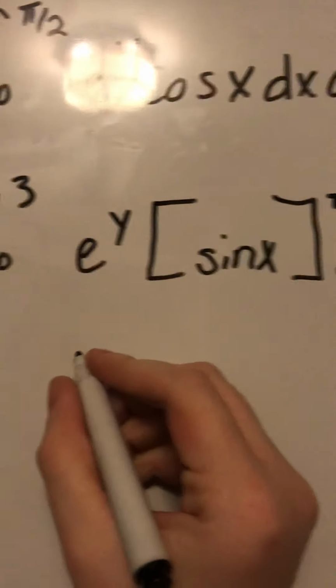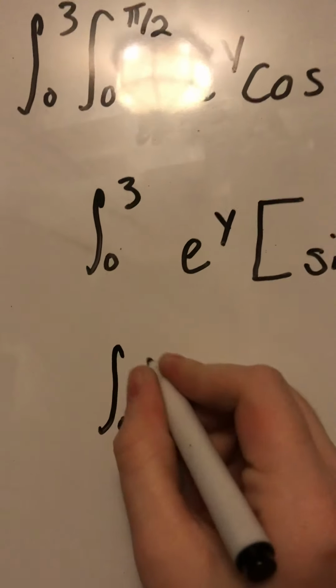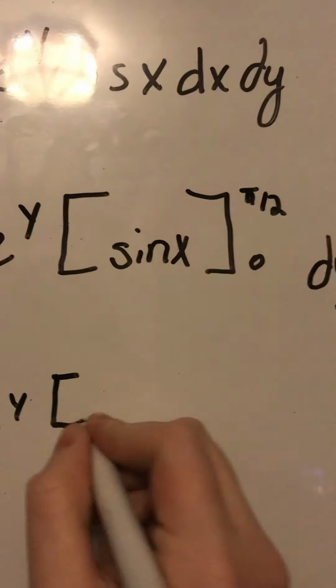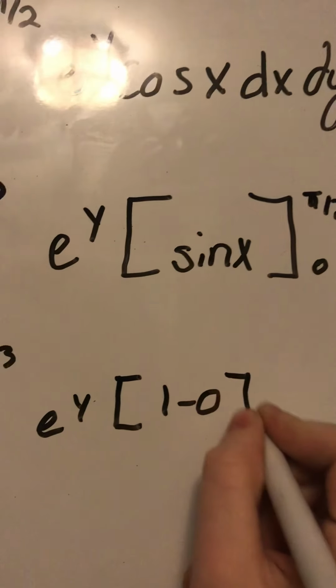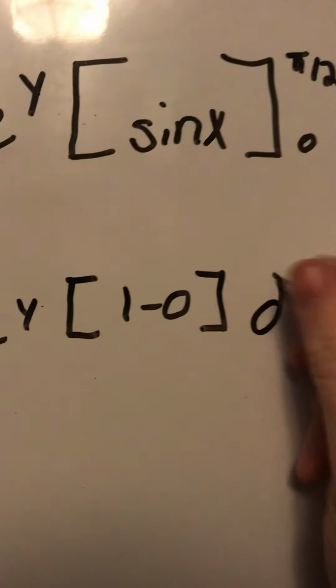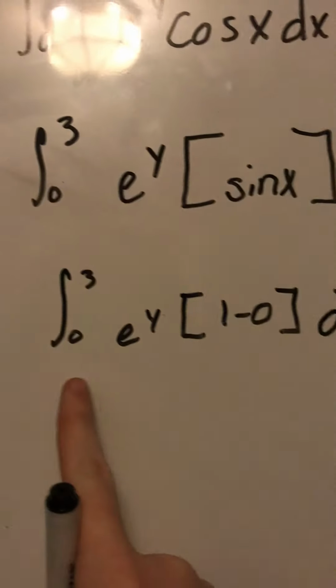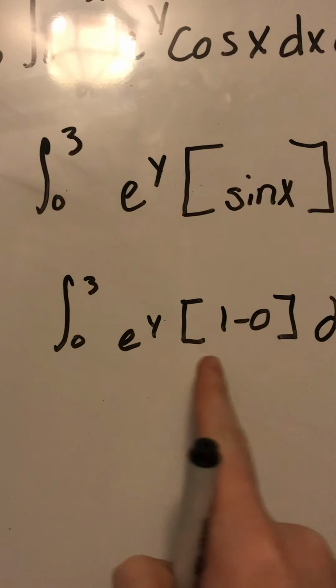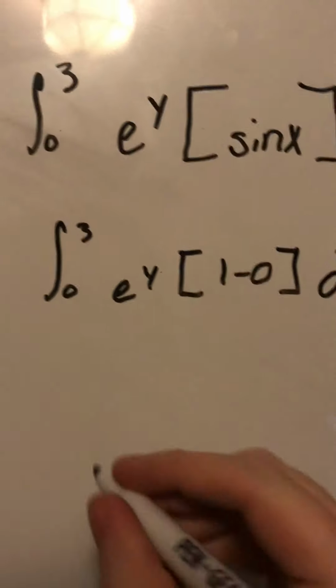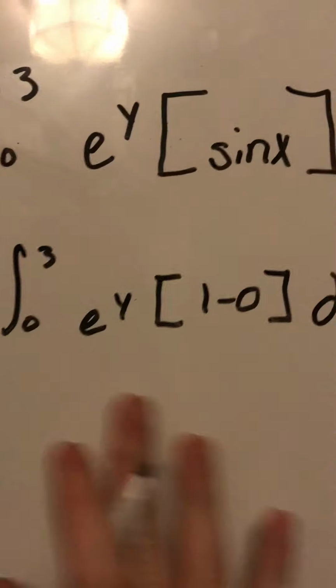And this becomes the integral from 0 to 3 of e to the y times 1 minus 0, dy. So this ends up just being the integral from 0 to 3 of e to the y times 1, which is the integral of e to the y dy. So I'm going to skip that step of just multiplying that in.